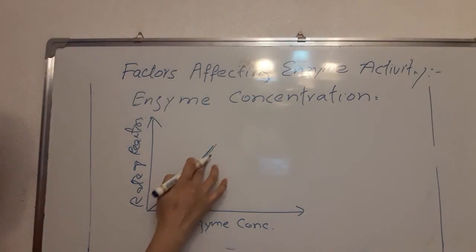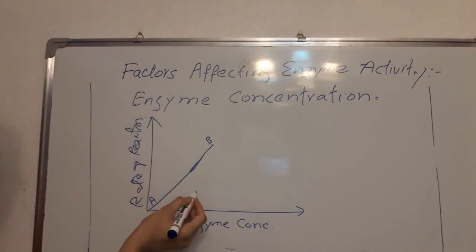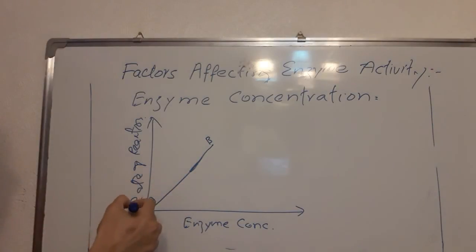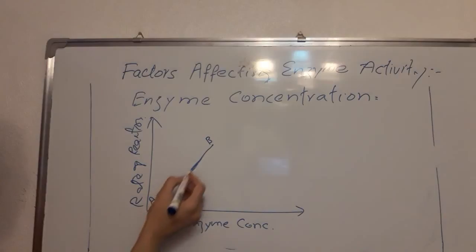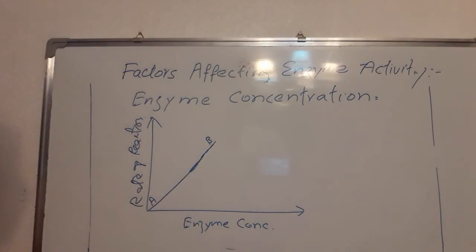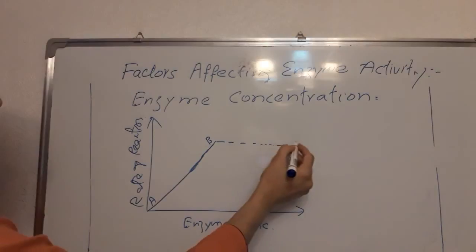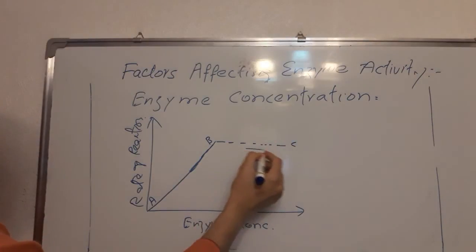But if the substrate is limited, then there comes a point, for example, from point A to B. Here, the more enzyme you add, there are more substrate molecules available in the solution. They will bind to the enzyme and the rate of reaction goes up. But when all the substrate is used up, at this point, if you add more enzyme, there are more active sites available, but there is no substrate. So adding more enzyme from point B to further C doesn't make any difference.